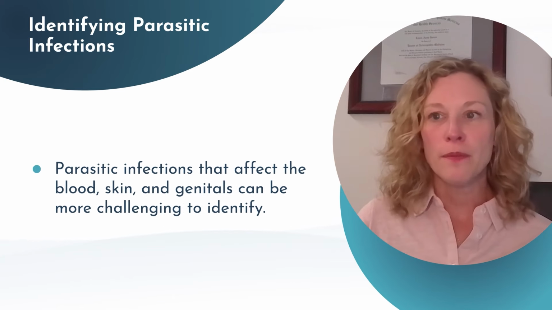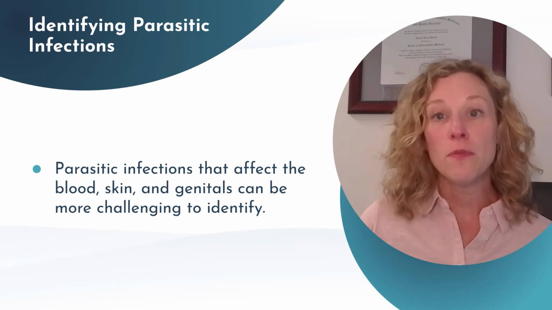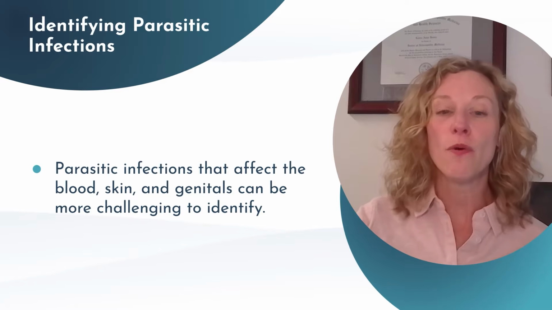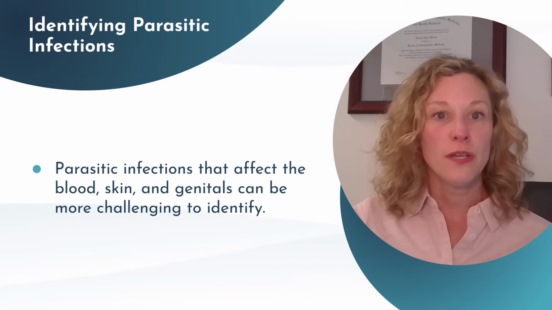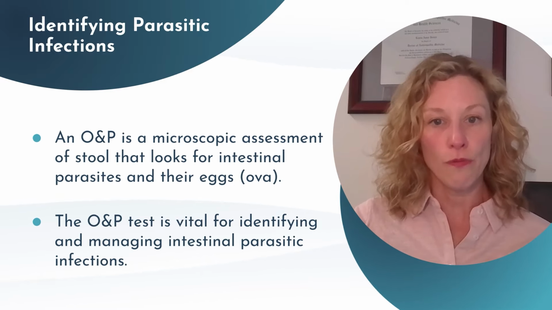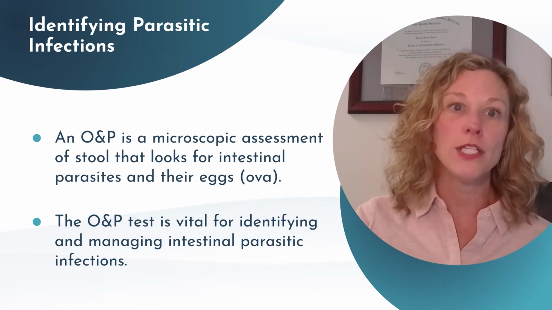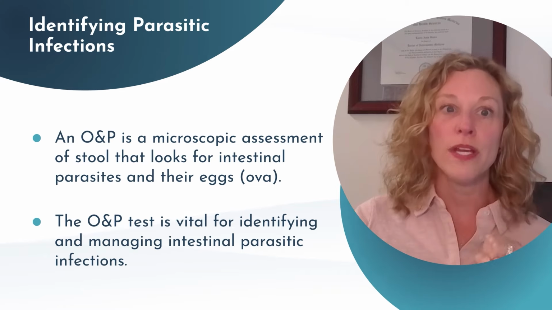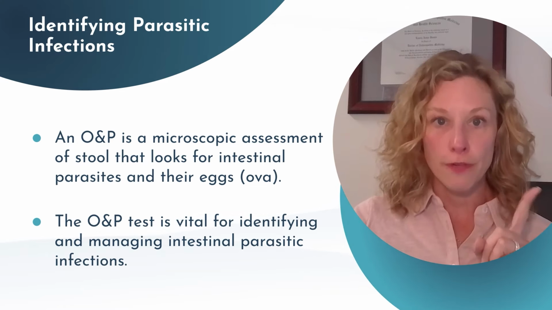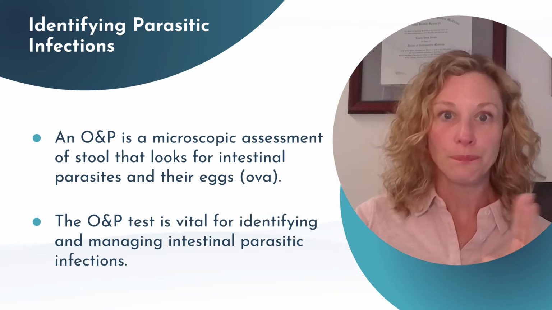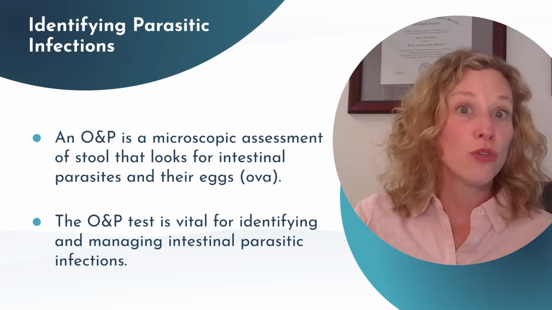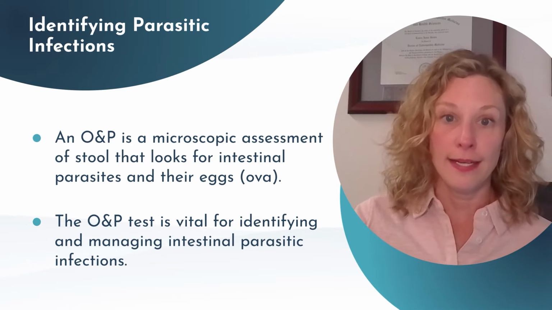Parasitic infections that affect the blood, the skin, the genitals can be a little more challenging to identify. And so typically we're using what's called the O&P, ova and parasite test. The CDC recommends that when we're looking for parasites, we want to do a 3-day test with a different stool sample from each day. And so that's kind of the gold standard of parasite testing.